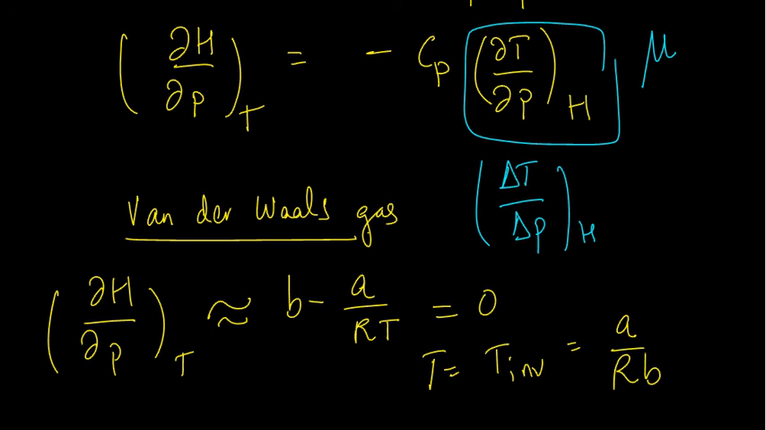Now remember, A is the attractive term, B is the repulsive term. So, if I am above the inversion temperature, right? If I am at a temperature that is higher than the inversion temperature, then I would have my repulsions dominated. Gas molecules would tend to fly apart.